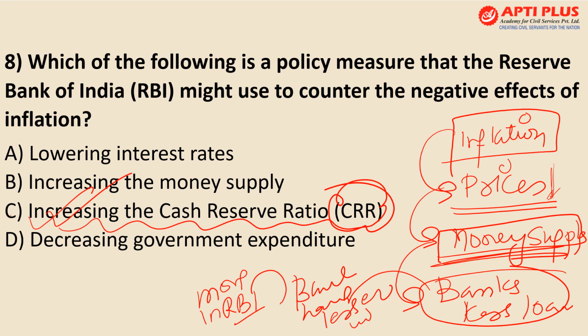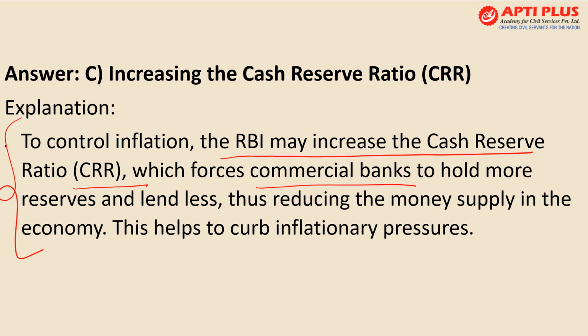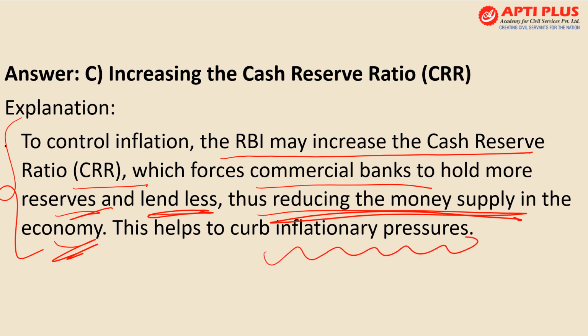So your answer is C, increasing the cash reserve ratio. However, lowering the interest rate and increasing money supply will not help, because that will result in more money in the hands of people. This is all I have explained. That is, RBI may increase the CRR, forcing banks to hold more reserve and lend less, thus reducing the money supply in the economy, curbing the inflationary pressures.